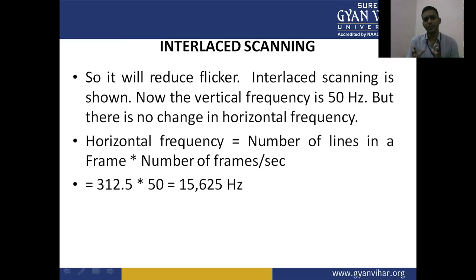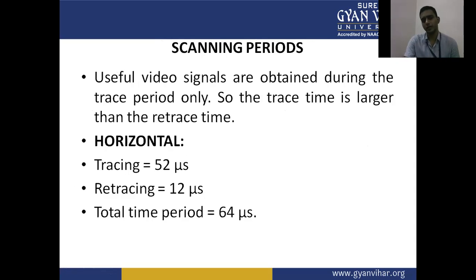Horizontal frequency is equal to the number of lines, that is 312.5, times the number of frames per second, the scanning rate, that is 50. So 312.5 into 50 is equal to 15,625 Hz. So the horizontal scanning lines frequency is the same. Now we have a scanning period.